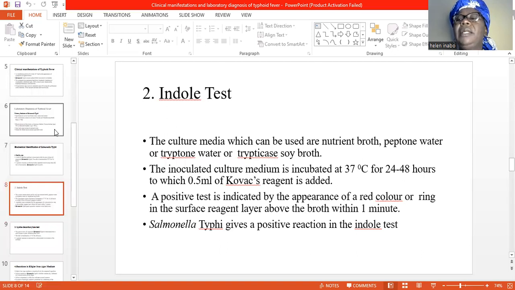The next biochemical test is Indole test. The culture media required must contain tryptophan, an amino acid, which can be enzymatically broken down by the organism to pyruvic acid and indole, and it's the indole that is detected using Kovac's reagent. Following incubation of the inoculated culture medium at 37 degrees Celsius for 24 to 48 hours, 0.5 ml of Kovac's reagent is added. A positive test is usually indicated by the appearance of a red color or a ring in the surface reagent layer above the broth within 1 minute.